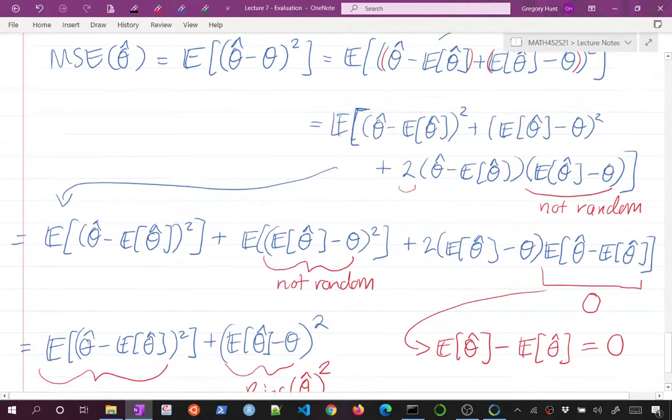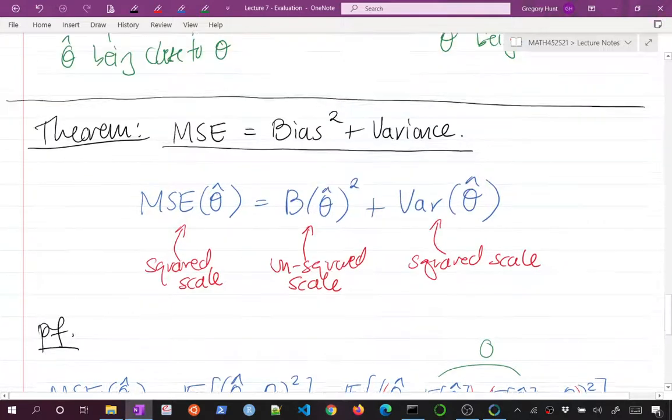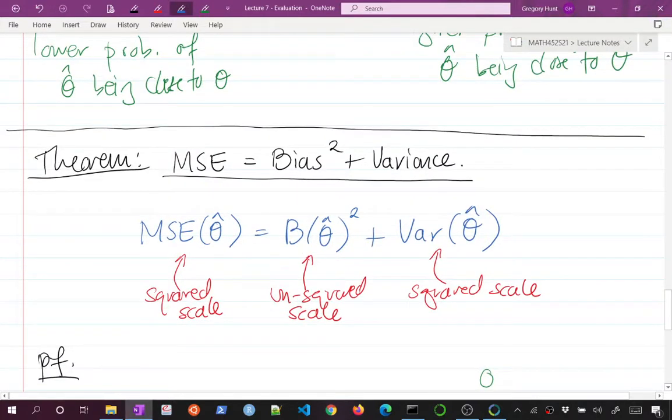So that's a cute little proof. It's actually not too bad. It's just pushing around some expected values, but it gives us this very powerful theorem that says that the mean squared error, which is some kind of overall metric of how well an estimator performs, is just the bias squared plus the variance. So let's look at some examples of MSE.